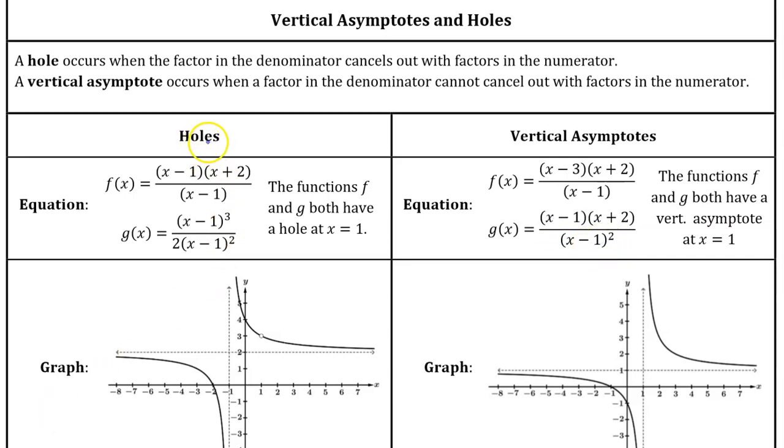In summary, when you are looking for holes and vertical asymptotes, in both cases you are looking at the denominator. It will be a hole if the denominator gets canceled out. It will be a vertical asymptote if the denominator does not get canceled out.